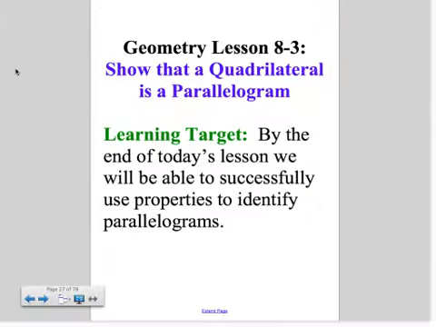Section 8.3, we're going to take a look at how to prove that a quadrilateral is a parallelogram. This section very closely relates to the previous lesson where we talked about the definition of a parallelogram and then the four primary properties of parallelograms. So again, hopefully you're familiar with those properties. Otherwise, you're going to have to take the time to review those if you want to polish up on proving that quadrilaterals are parallelograms. So by the end of today, I want you to be able to use the properties of parallelograms to identify how to prove a figure is a parallelogram.